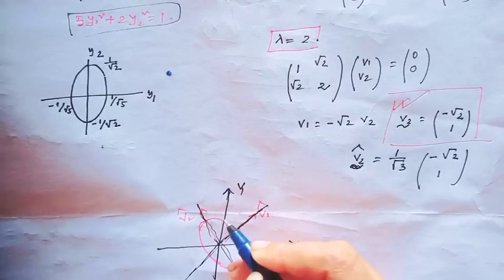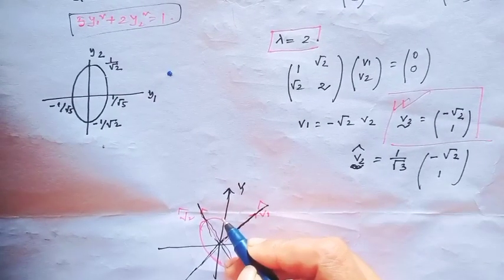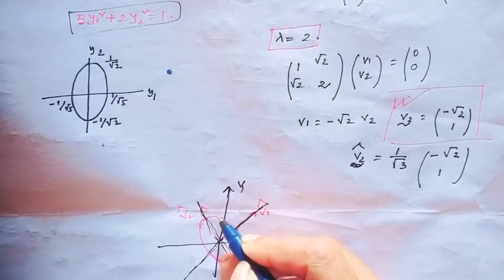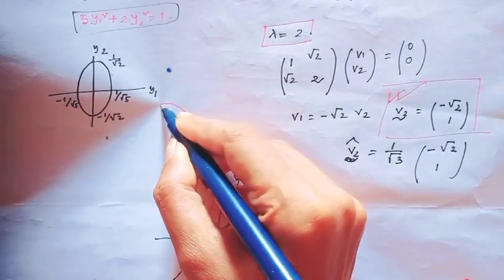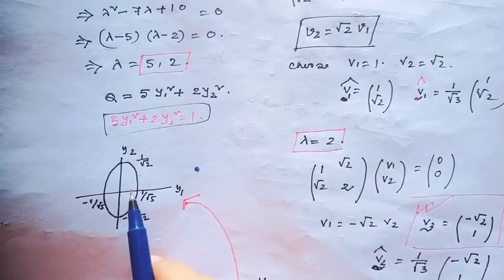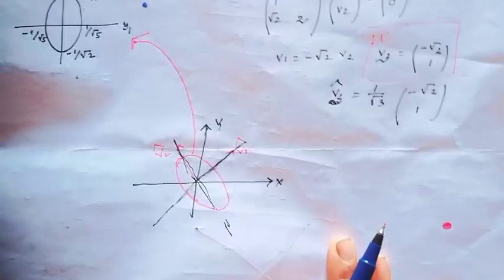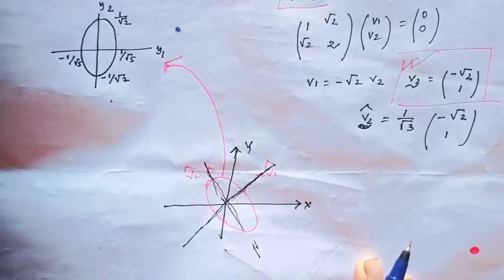That means by the principal axis theorem we can tell this ellipse reduces to this form after rotation. I hope all my viewers have understood this concept easily.